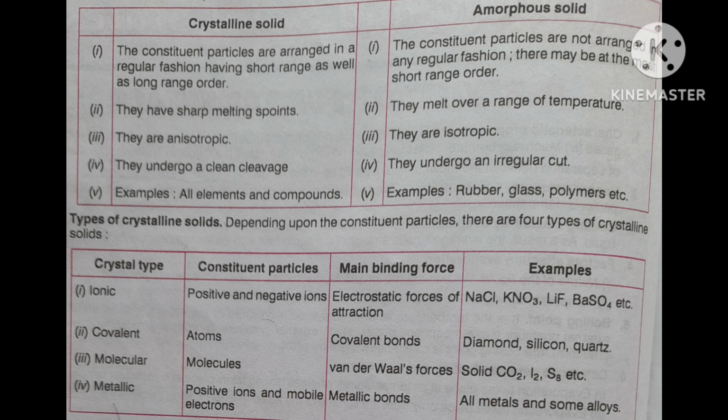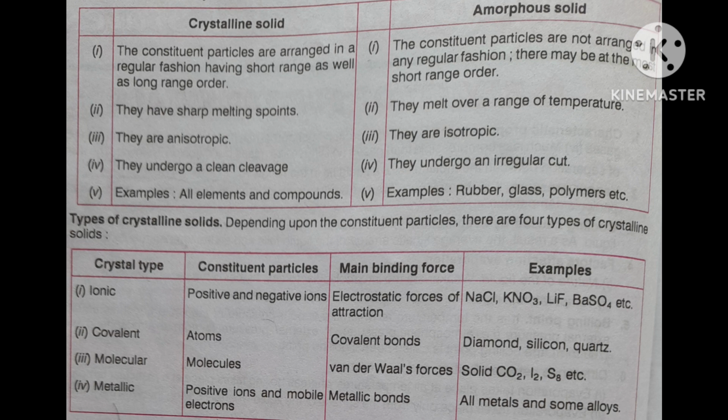Their number is very large; you can call it a sea of electrons. A very large number of electrons will be there. But a large number of electrons means a large negative charge, and that is balanced by positive ions. So metallic solids have constituent particles positive ions and mobile electrons. Okay, this is important. And what is the main binding force in metallic solid? The main binding force is metallic bond.